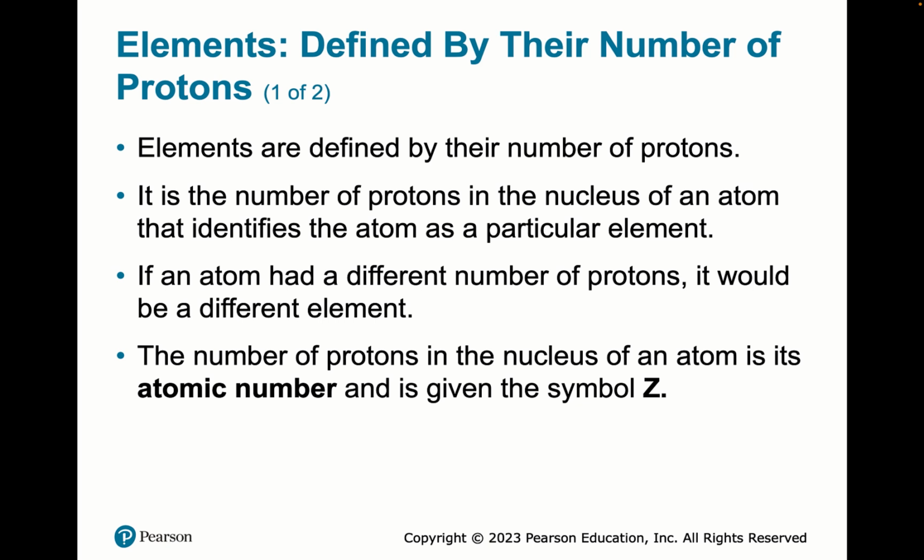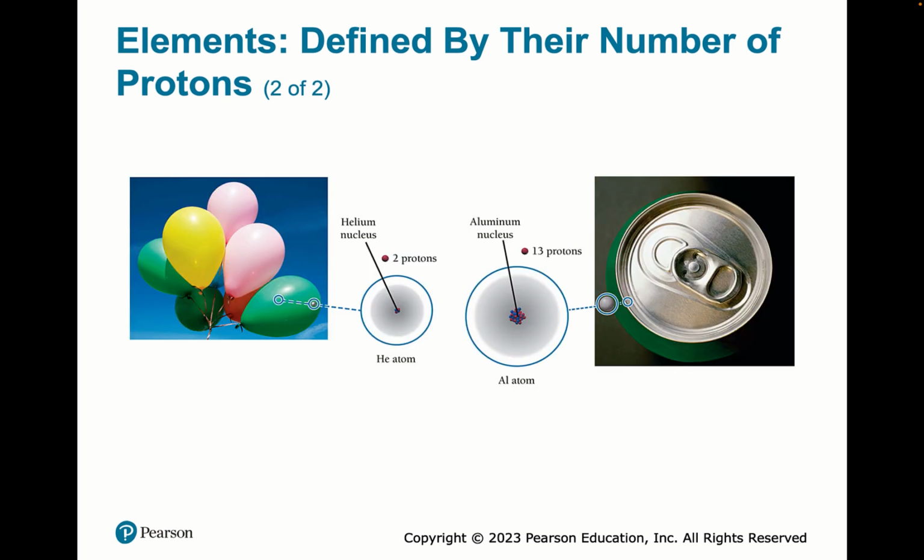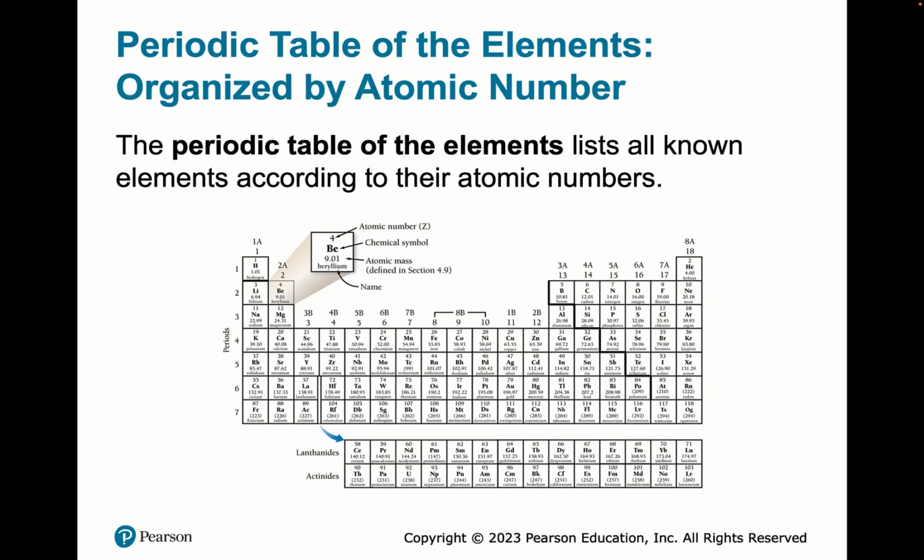So elements, we define them by the number of protons. Specifically the number of protons in the nucleus of the atom, and this is also known as the atomic number. We give the atomic number the symbol Z, and that's just the charge in nuclear chemistry. For instance, helium has 2 protons, so it has an atomic number of 2. And aluminum has 13 protons. So the number of protons is what defines an element.